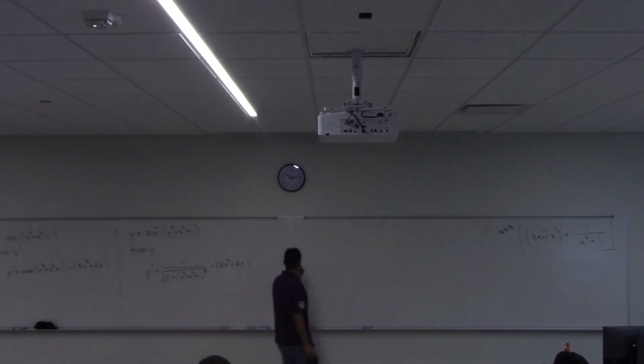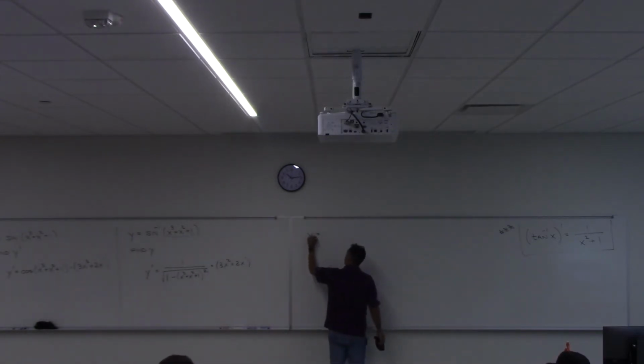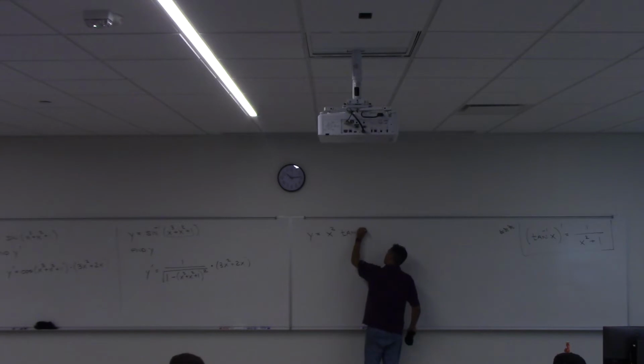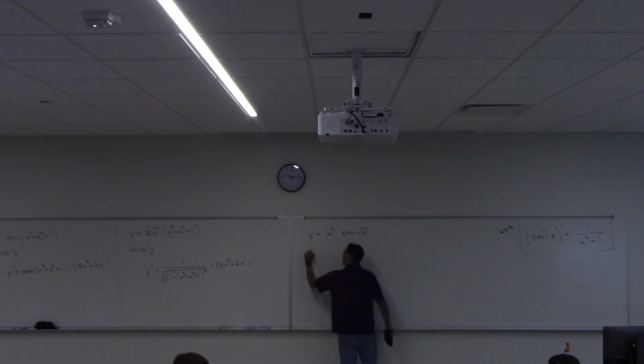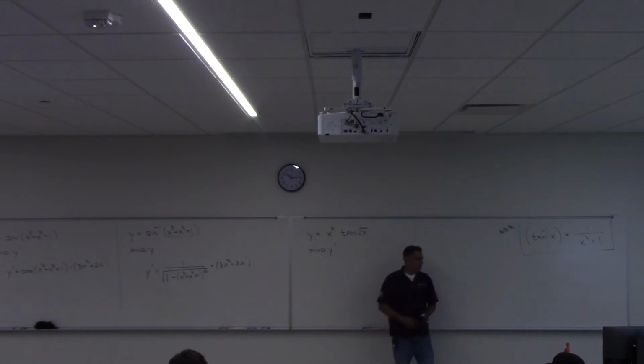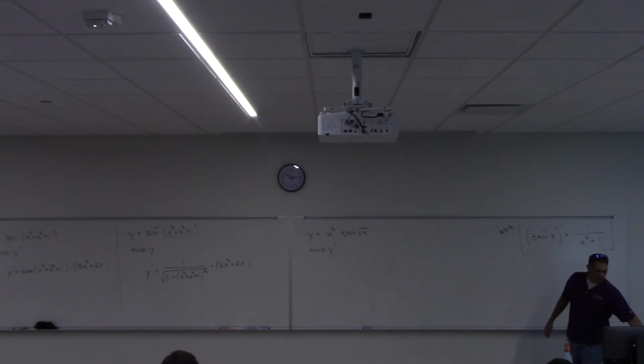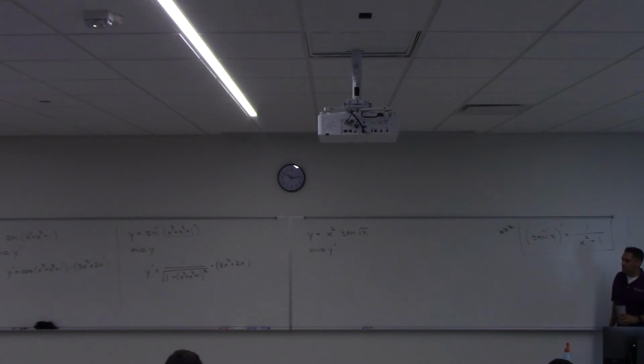Let's do another one. Let's let y be equal to, how about this one, x squared tangent of the square root of x. And I want you to find y prime. So I want you to try this one. I want to give you 2 minutes to see how much of this you can do. If you want to talk to your neighbor, that's fine with me. But I want to see if you can get this in 2 minutes. Just take the derivative. You don't need to clean it up or make it look pretty. Just get as much of it as you can.